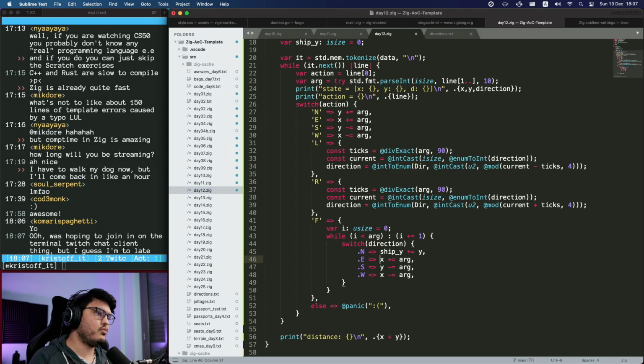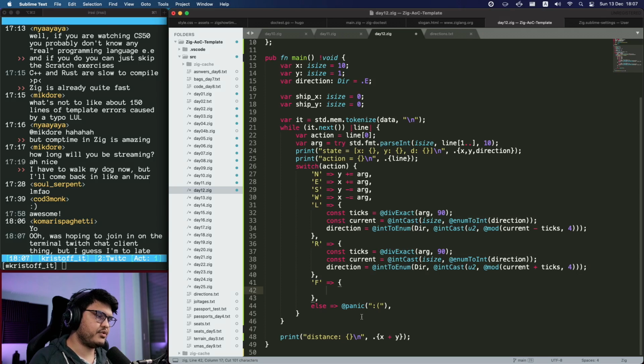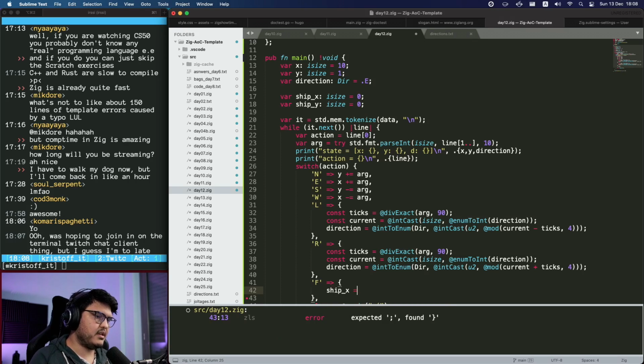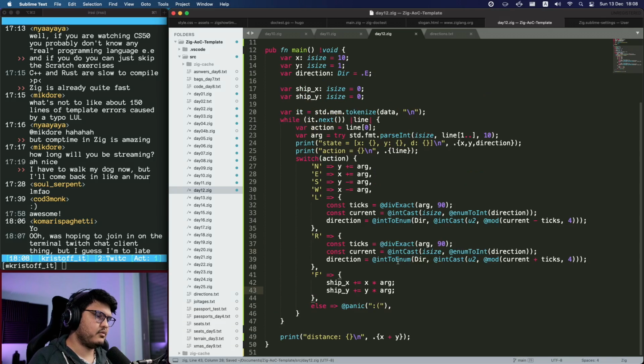Oh, wait a second. No, this switch can go because it doesn't matter. Actually, we don't even need a while. I was doing the while just because I thought I would need it to reuse the switch, but no, it doesn't matter. So what we can do is just ship x plus equals x multiplied by arg, and ship y is y plus y multiplied by arg. That's it. I think we are done.